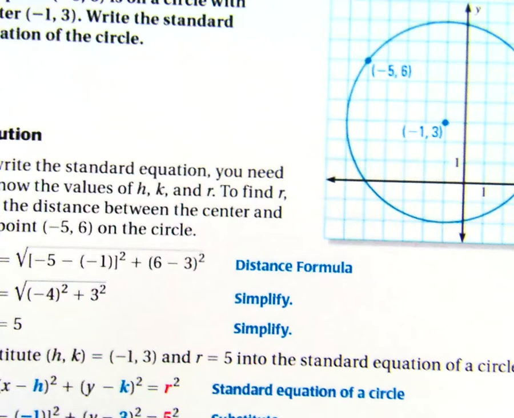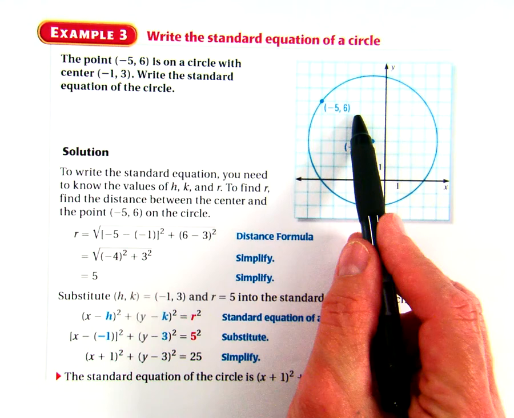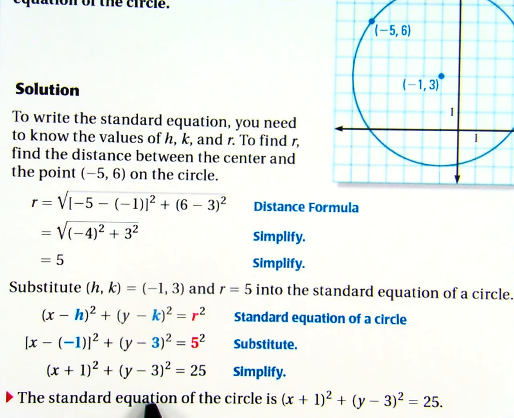However, on this particular one, if you notice, it's 4 over, 3 up. This is a Pythagorean triple. 4, 3, that must be 5. You find that out when you work the distance formula here. Find that the radius is 5. Then substitute in to get your standard form of your circle. And here is the equation of the circle.